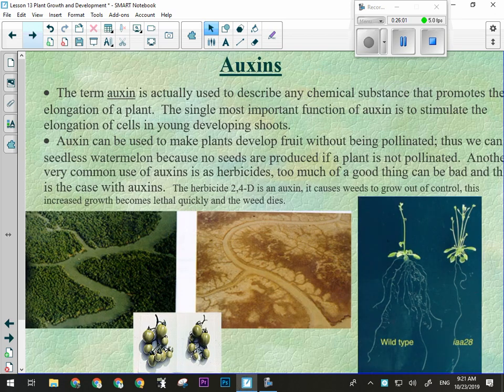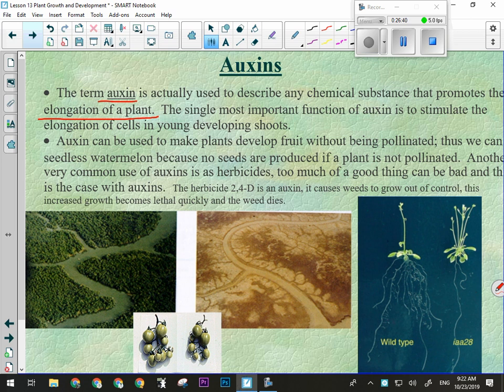Okay, first plant hormone that we're going to talk about are auxins. Auxin is a plant growth hormone. They make the cells of a plant get longer, so they cause a lengthening of the plants. An auxin is responsible for elongation, that is the lengthening of a plant. The single most important function of an auxin is to stimulate elongation of cells in young, developing shoots. So it's going to work mostly in new growth.